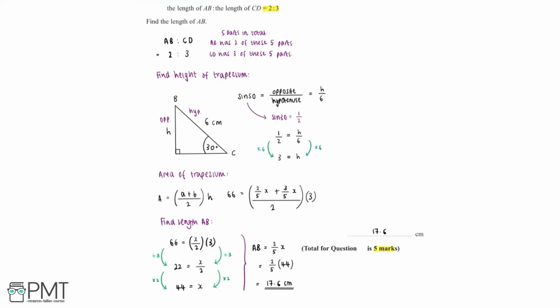Now this question is worth 5 marks. We get the first mark for saying that sine 30 is equal to h over 6.